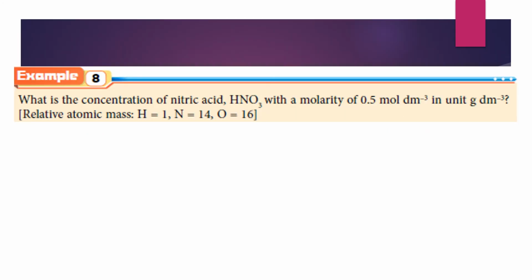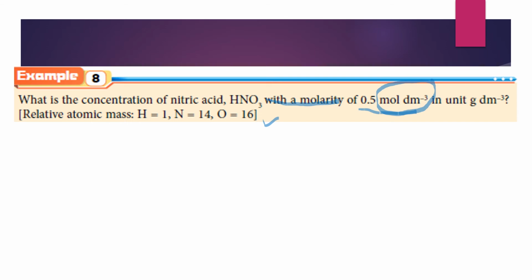Okay, let's see example 8. What is the concentration of nitric acid with molarity of 0.5 mole per cubic decimeter in unit gram per cubic decimeter? Okay, now you are given molarity. How do you know? Because it is stated here in molarity, but if you are not given the word molarity, you are given this value. So you know this is molarity because of the unit, mole per decimeter cube. Okay, given to you relative molar atomic mass.